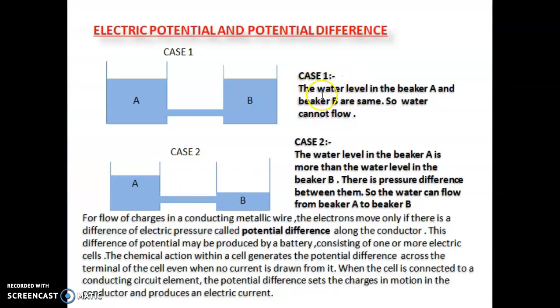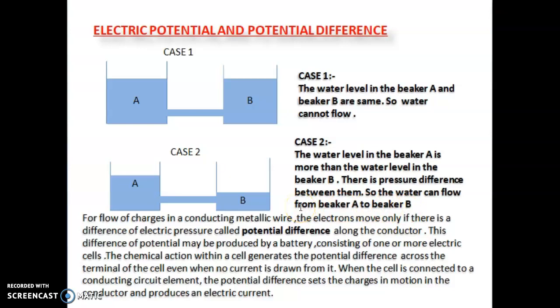So in case 1, the water level in beaker A and beaker B are the same, so water cannot flow. In case 2, the water level in beaker A is more than the water level in beaker B. There is a pressure difference between them, so the water can flow from beaker A to beaker B.